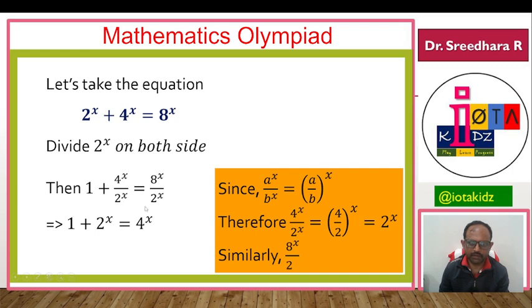ಸೊ ಸಿಮಿಲರ್ಲಿ ವಿ ಕ್ಯಾನ್ ರೈಟ್ 8 to the power of x divided by 2 to the power of x, which is equal to 8 divided by 2 whole to the power of x. Then 8 divided by 2 is 4 to the power of x. ಸೊ ಇದನ್ನ ಸಿಂಪ್ಲಿಫೈ ಮಾಡಿದಾಗ ಸಿಂಪ್ಲಿಫೈಡ್ ಎಕ್ಸ್ಪ್ರೆಷನ್ ನಮಗೆ ಏನು ಬಂತು, 1 plus 2 to the power of x is equal to 4 to the power of x. ಸೊ ಇದು ನಮಗೆ ಸಿಂಪ್ಲಿಫೈಡ್ ಎಕ್ಸ್ಪ್ರೆಷನ್ ನಮಗೆ ಬಂದಿರತಕ್ಕಂಥದ್ದು.